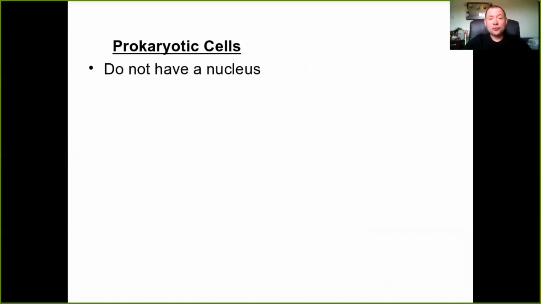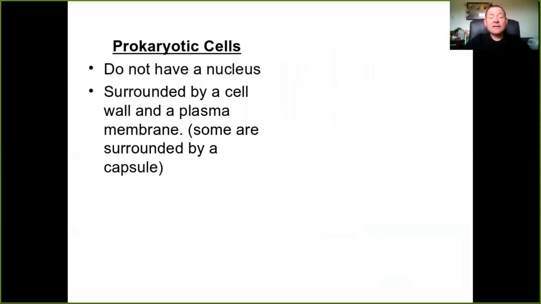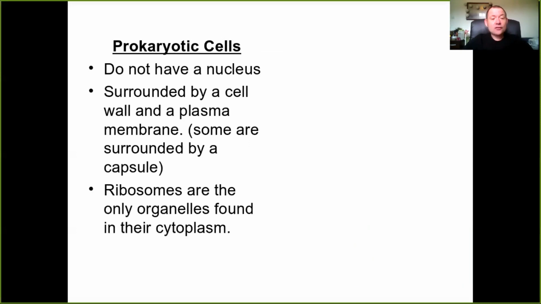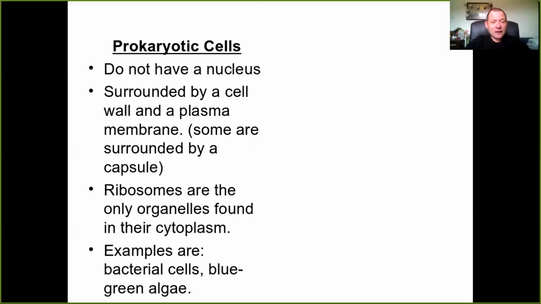Prokaryotic cells do not have a nucleus. They are surrounded by a hard cell wall, to protect them from drying out, etc., and a plasma membrane. Plasma membranes allow various nutrients to flow into the cell and waste products out. Some are surrounded also by a kind of waxy capsule, which once again protects the cell. Ribosomes are the only organelles found in the cytoplasm. Examples are bacterial cells and blue-green algae.